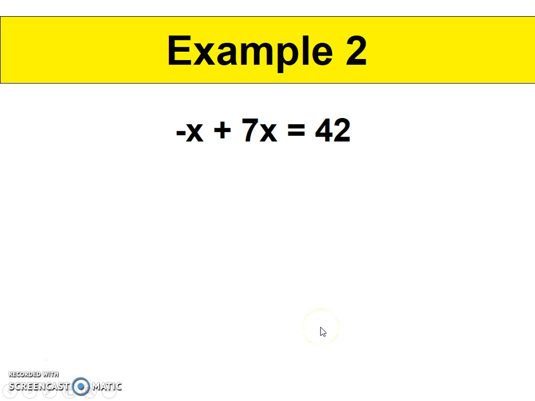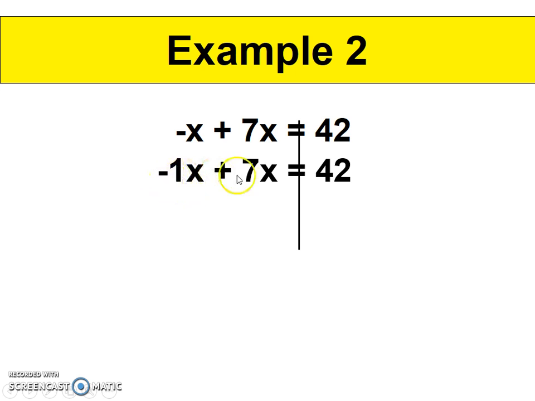All right, our next example. I've got negative x plus 7x is equal to 42. So line down the middle and then look to see, can we simplify anything? Well, once again, it looks like this negative x and 7x, those are able to be combined together. I'm going to rewrite that negative x, though, as negative 1x. So you're able to insert a coefficient of 1 if you don't see a number written in front of a variable. But because it was negative, we'll make it negative 1x.